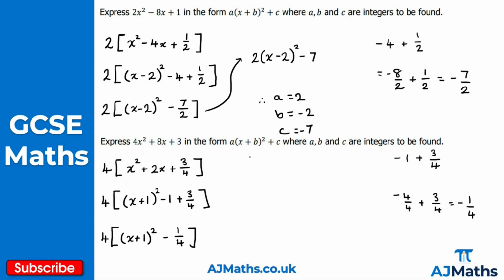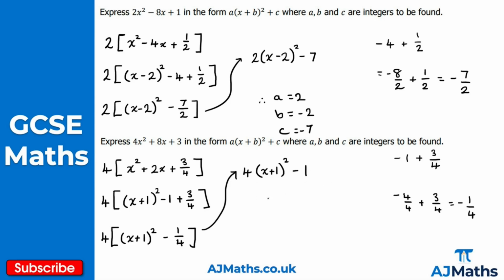And now finally, we can get it in the correct form here, our solution, by multiplying through by this 4 here on the outside. So we get 4 lots of x plus 1 all squared. And then 4 times minus 1 over 4. Again, the 4's will just cancel. I'm going to get left with minus 1 there. Okay. And there we have it.